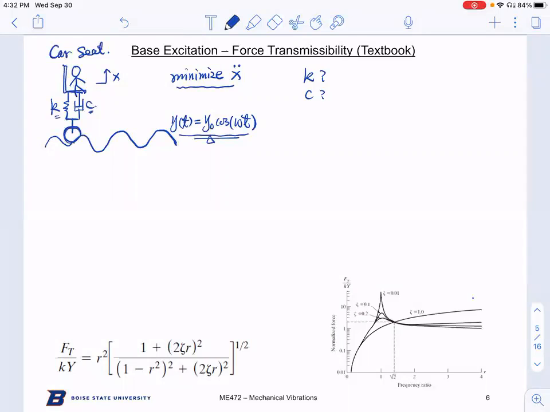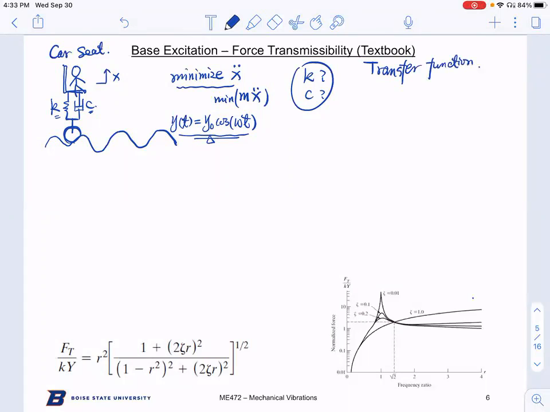Another way to say it is you want your m x double dot to be minimized. Your m x double dot is the inertial force experienced by the passenger. So either way, we want to improve the comfort of the passenger. We have the freedom to choose K and C. So how should we design the K and C? We want to use Laplace transform, and in order to use Laplace transform, we need to use a transfer function.